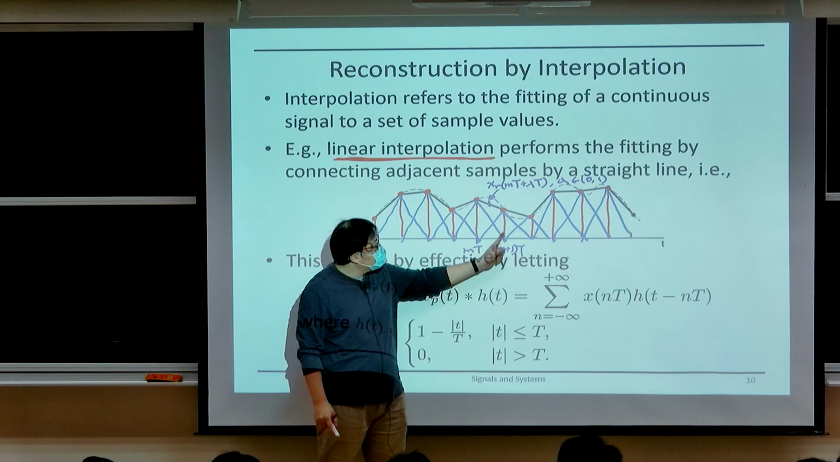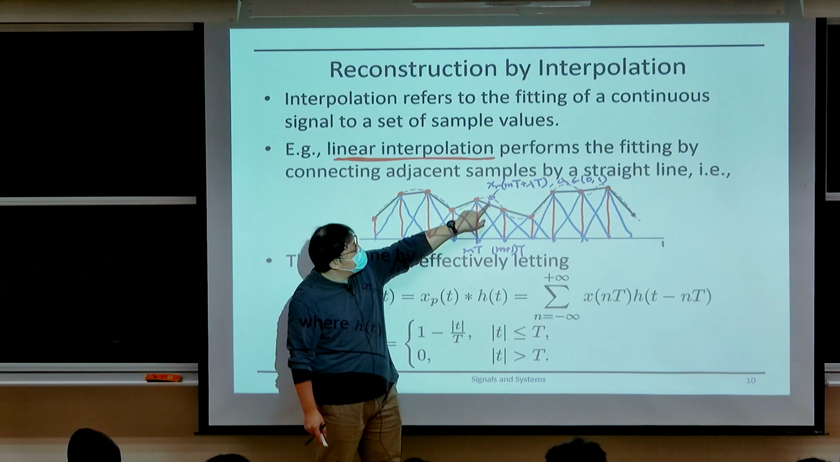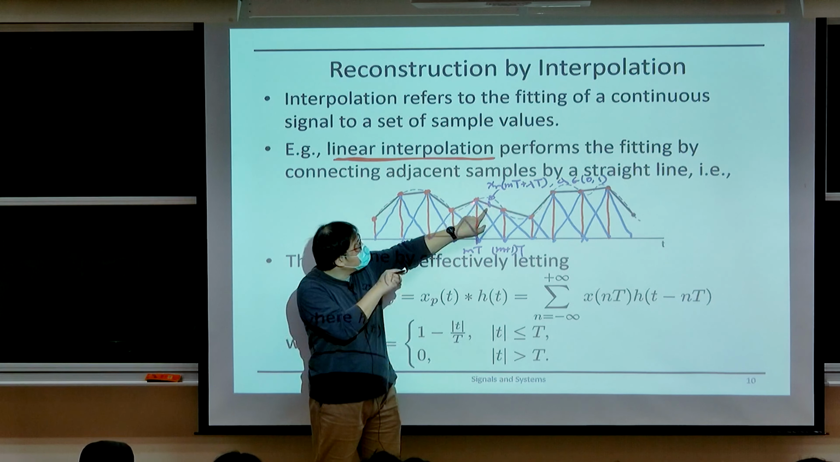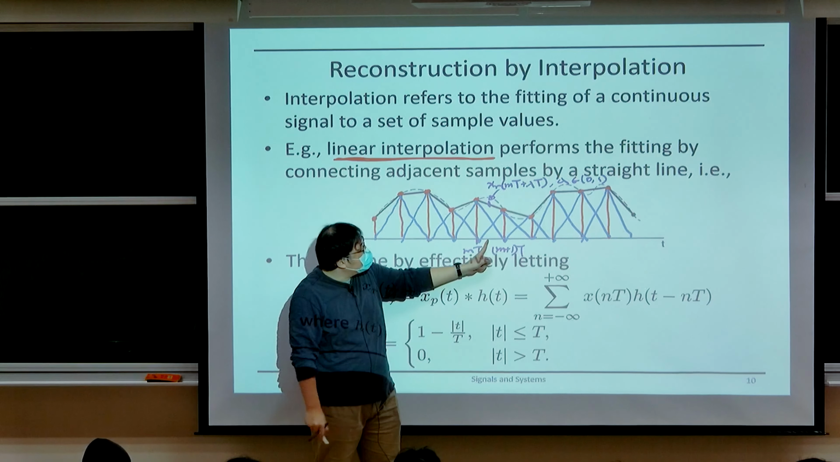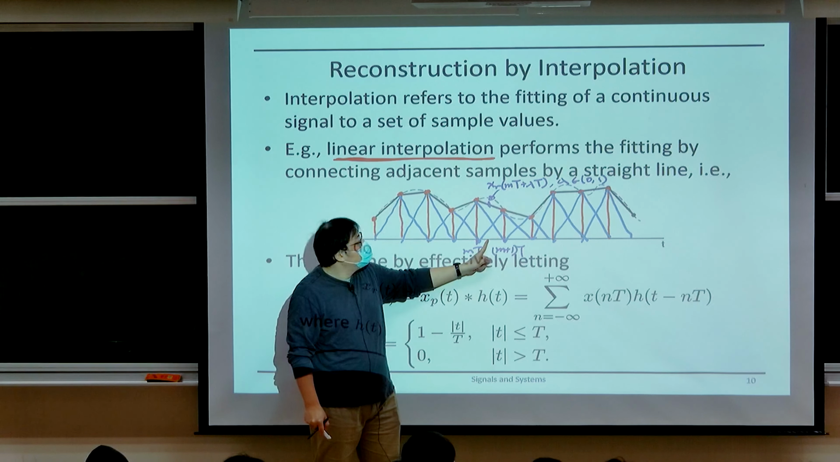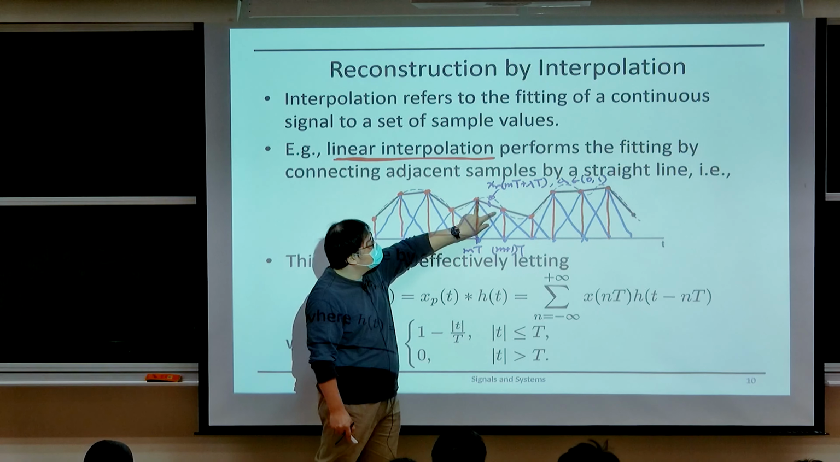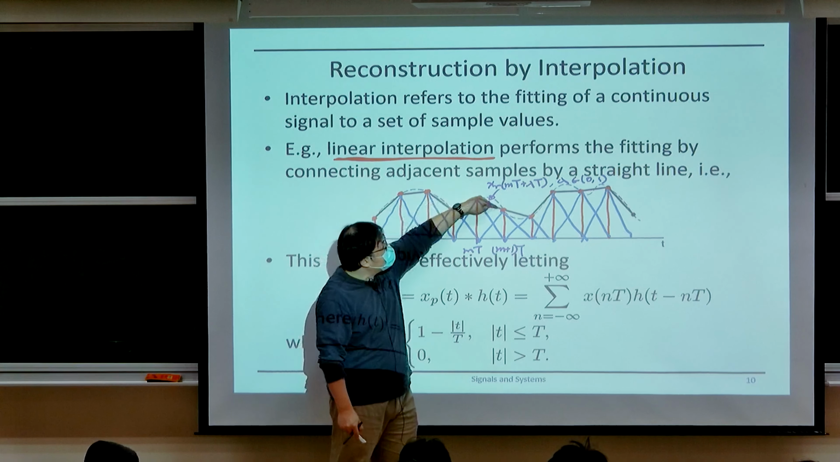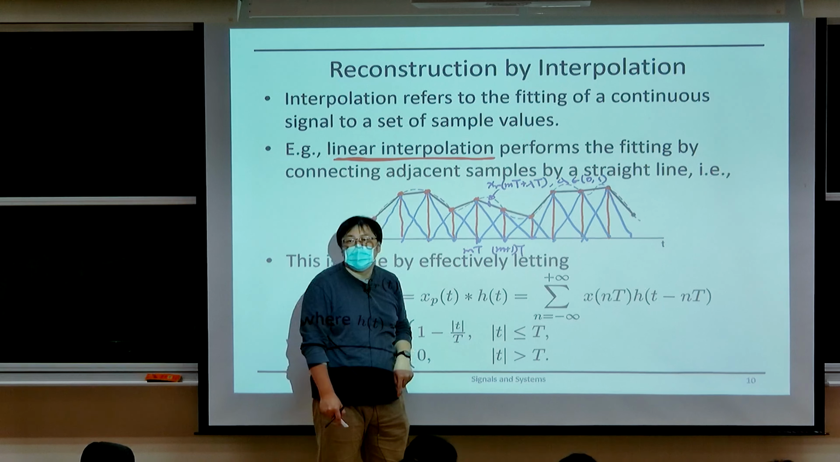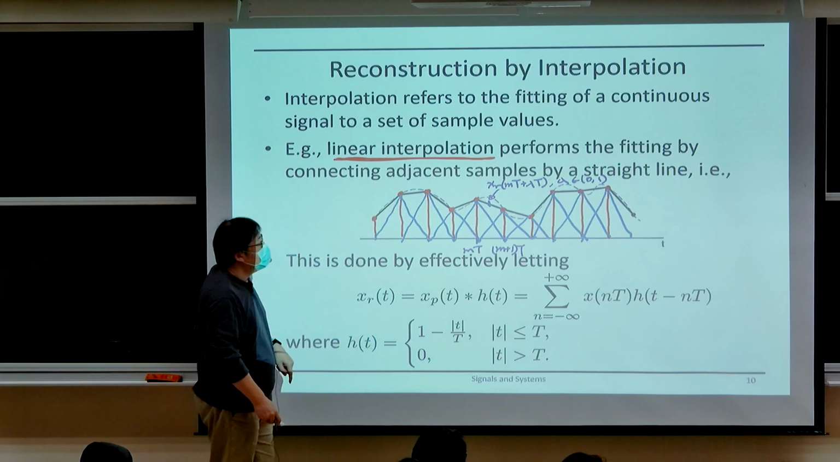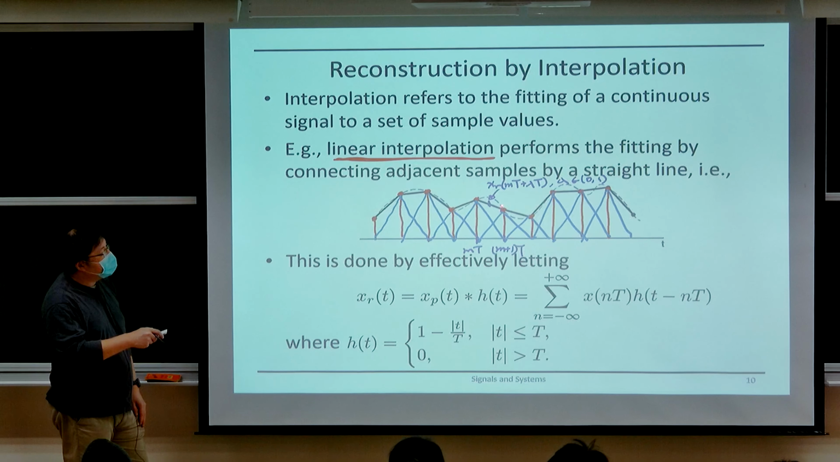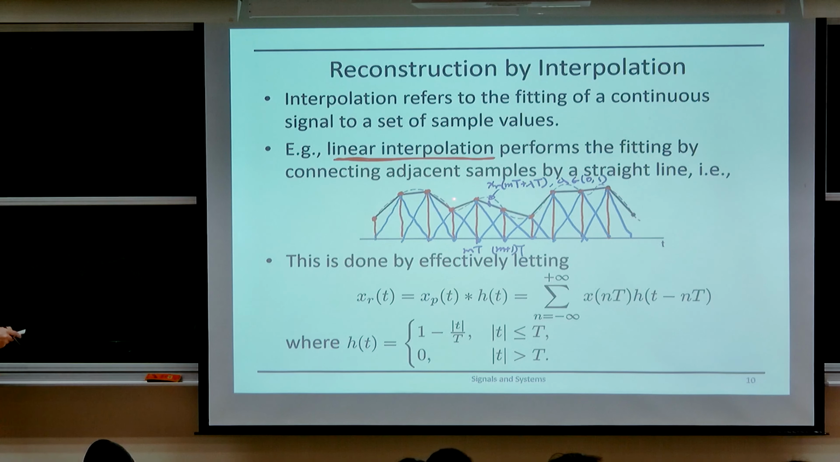Suppose this is mT, this is (m+1)T, and I want to see what is the value of x_r at time mT plus lambda T. If it is indeed on the straight line connecting consecutive points, then it should be lambda times one side of the point plus 1 minus lambda times the other side of the point. And you can check if this is true.